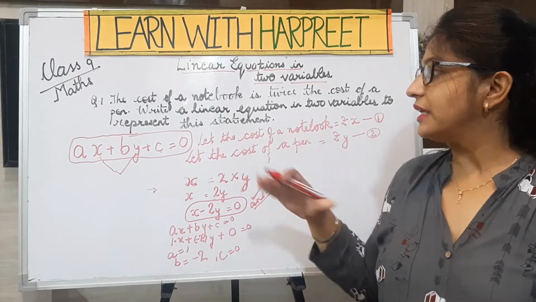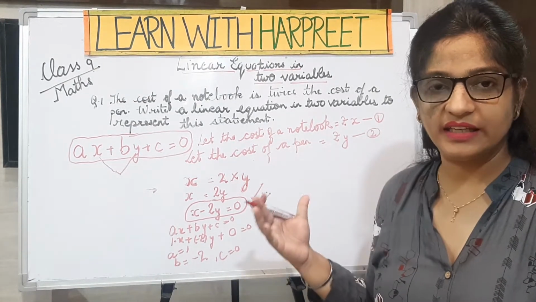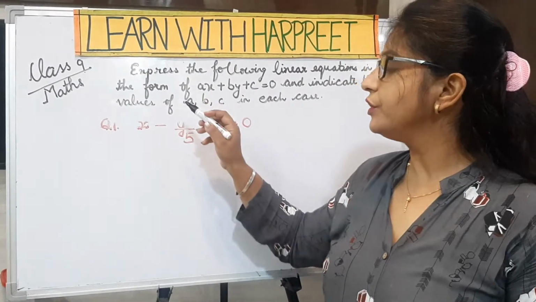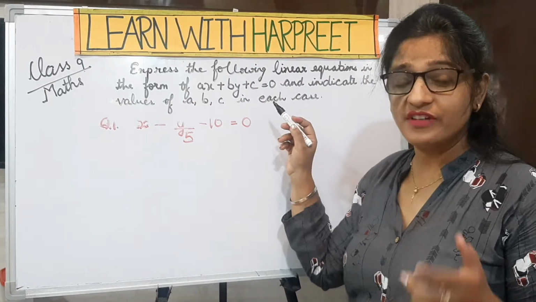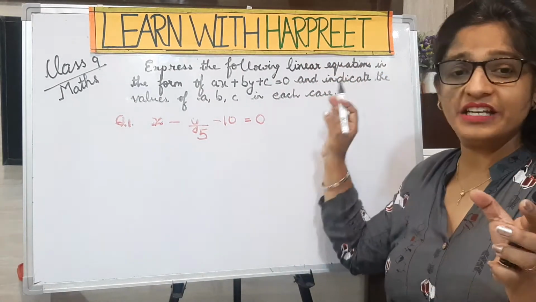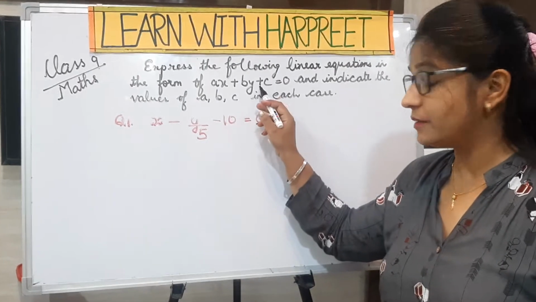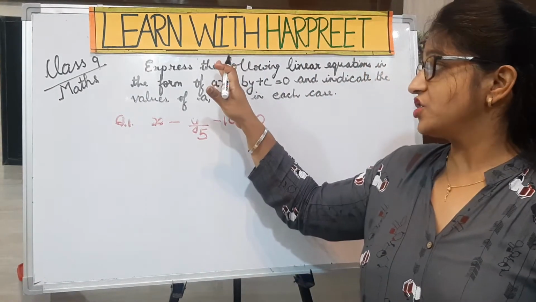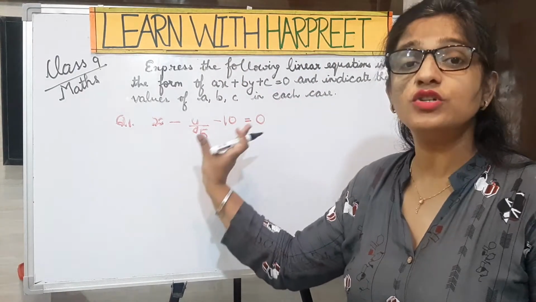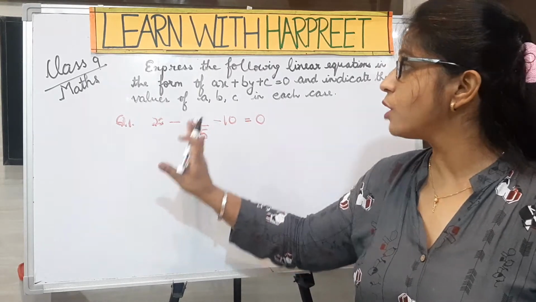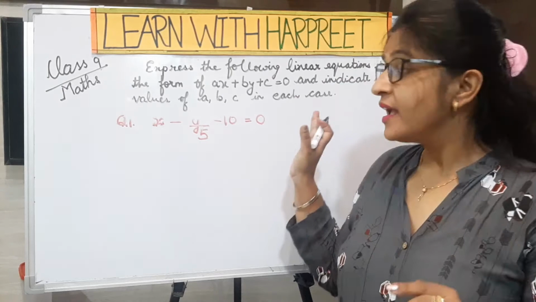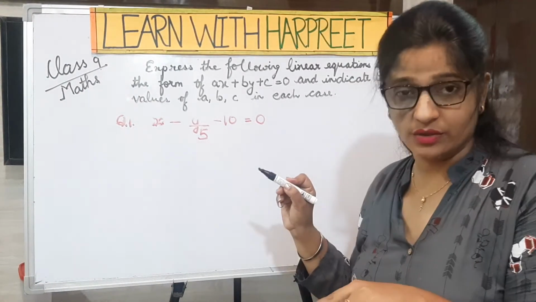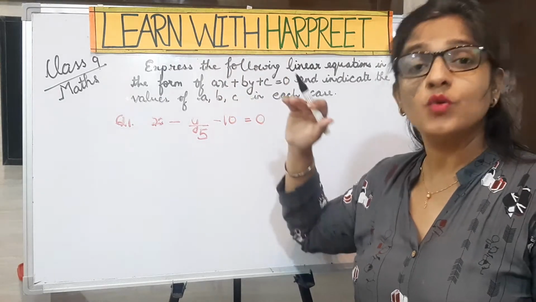Now I will tell you the other point in linear equations in two variables. In this type of questions, we will be asked to express the following linear equations in the form of ax plus by plus c is equal to 0, and indicate the values of a, b and c. That means whatever equation is given to you, you have to convert it into the form ax plus by plus c is equal to 0. That is the first thing. And the second thing is, you have to find out the values of the constants a, b and c from that equation. This concept will also be explained with the help of examples.